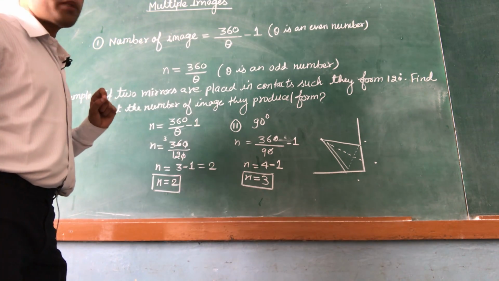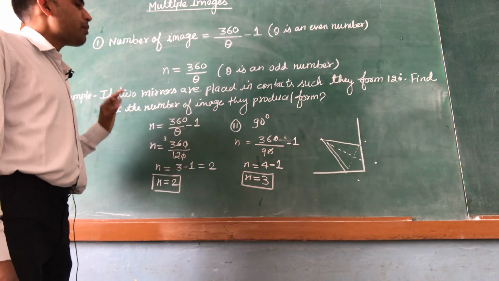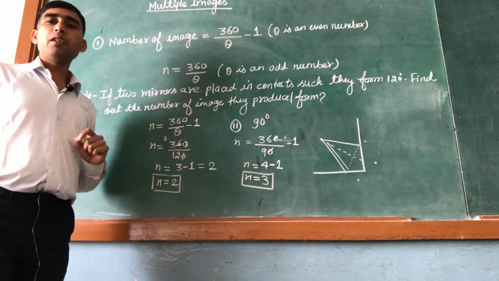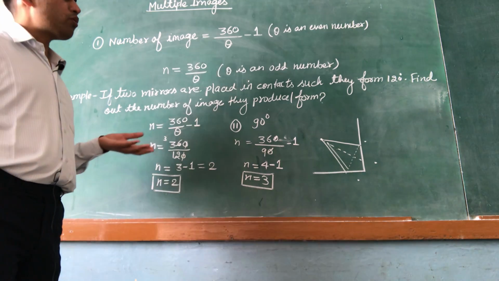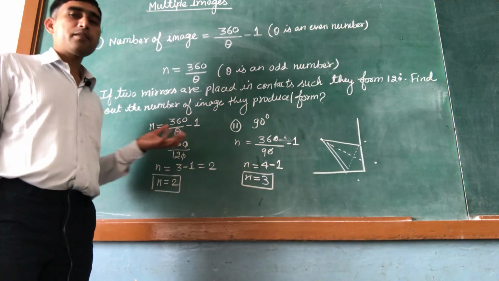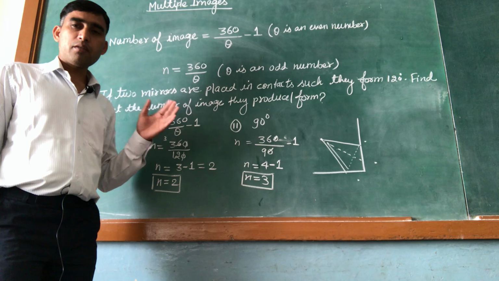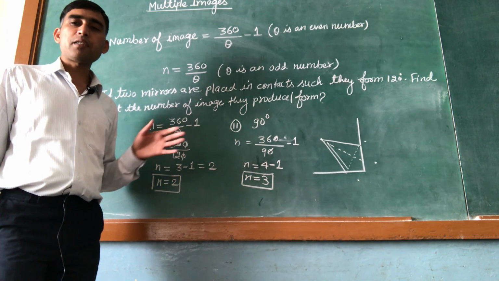So with the help of this formula we can find out the number of images, and this formula is very useful to find out the number of images. We will also learn about how these types of images are seen at different angles in the next video.